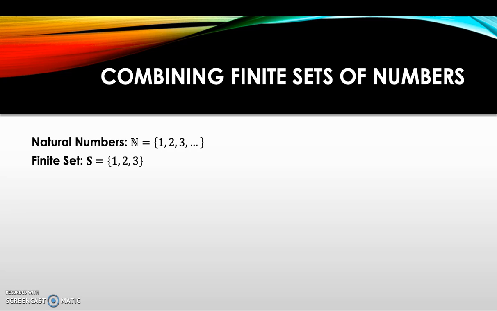To combine finite sets of numbers, we may consider the union, where we observe all the elements, which are numbers, in each of the sets. We may also consider the intersection, where we observe what each of the sets have in common.